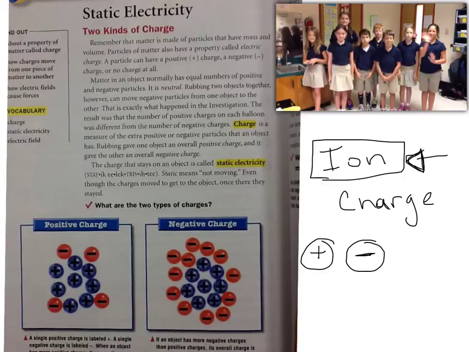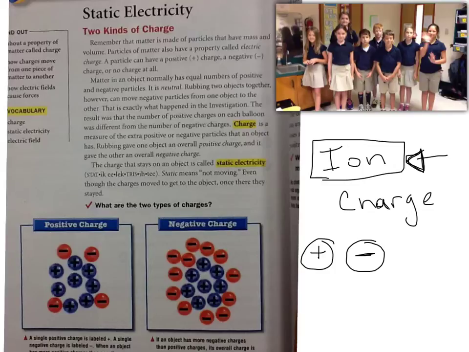So let's continue reading. We're right here in our second paragraph. Matter in an object normally has equal numbers of positive and negative charged particles. It's neutral. So in other words, if the atom has the same number of positive as negative charges, then we call it neutral. So it can be positive, negative, or neutral, depending on the number of charges the atom has.